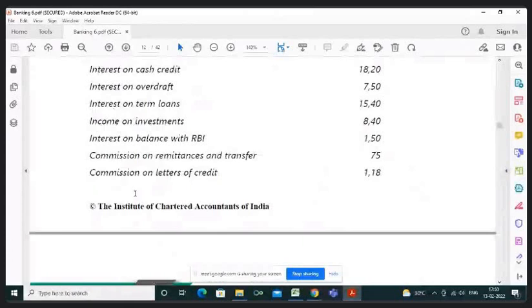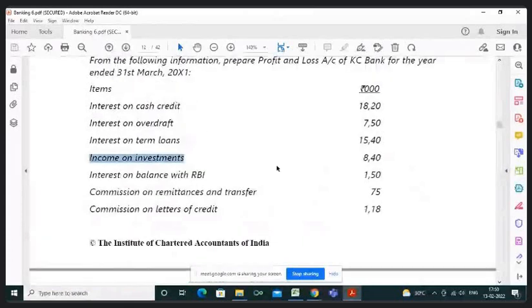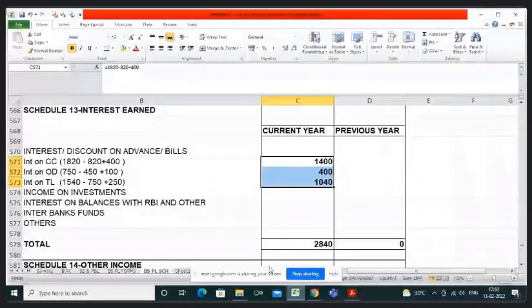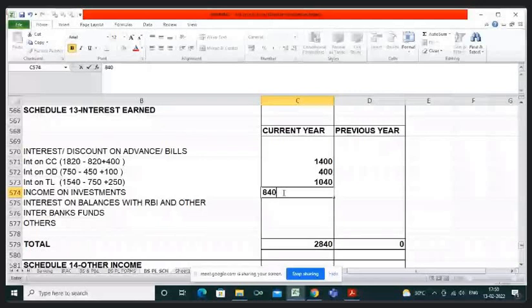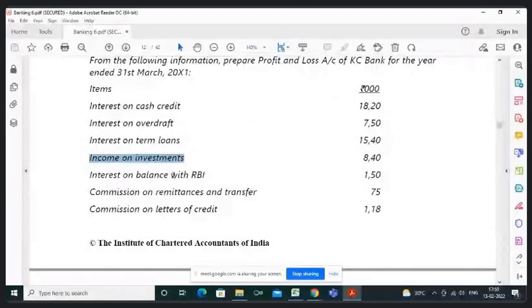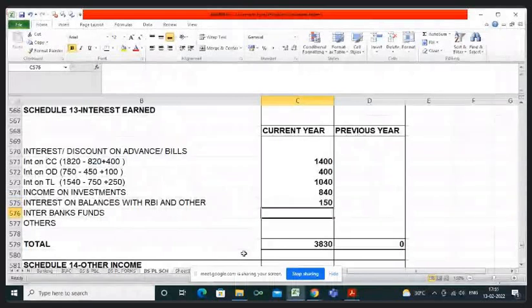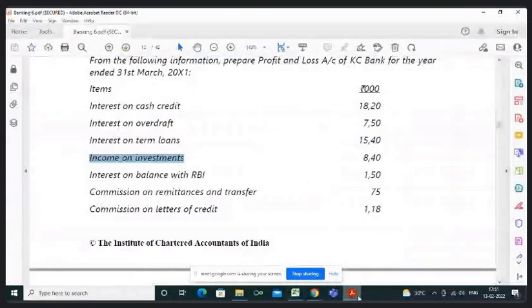Income on investment, there is no adjustment, straight away we'll take it. Income on investments is 840, schedule number 13. Then interest on balance with RBI is 150. So then we'll move on to commission. This will be part of the schedule number 14.